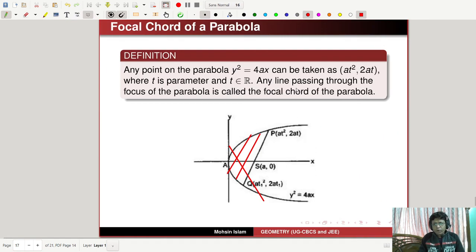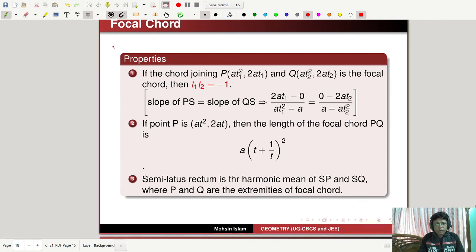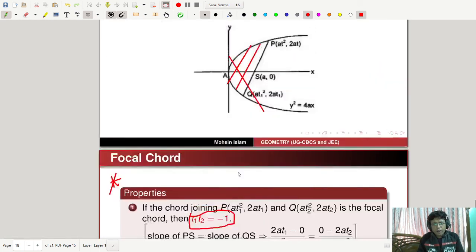Okay, so this is the focal chord of the parabola, and there are very important results for the focal chord. T1 T2 equals -1 for a focal chord. If PQ is a focal chord, then it will satisfy T1 T2 equals -1. I will give you a hint for how you get that.